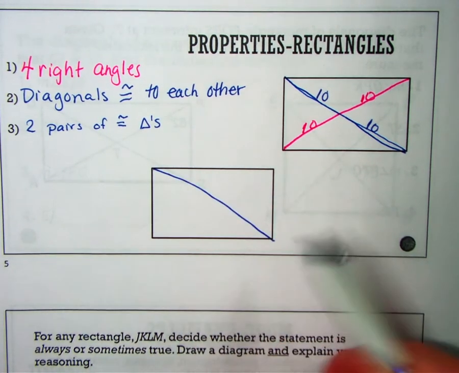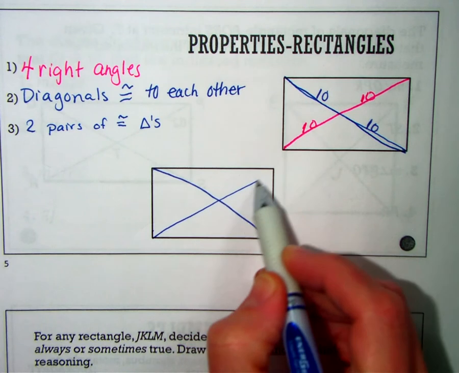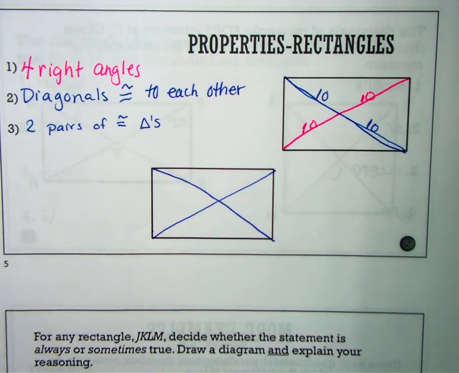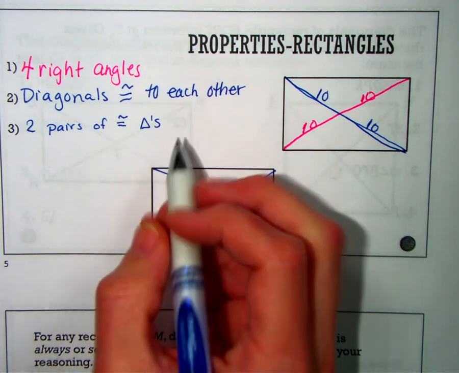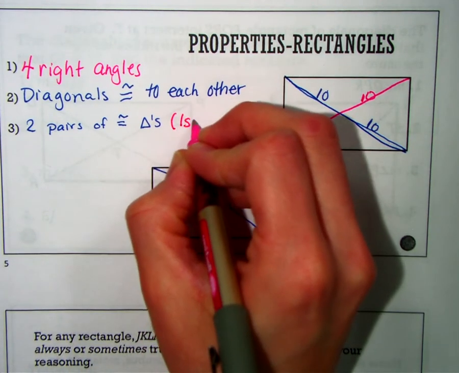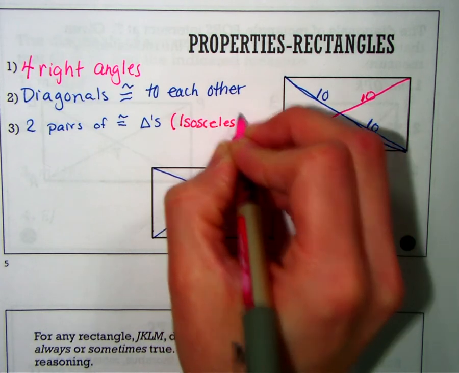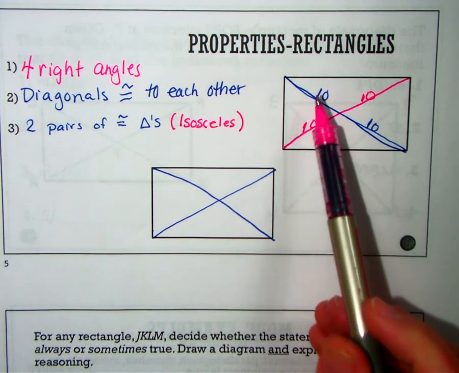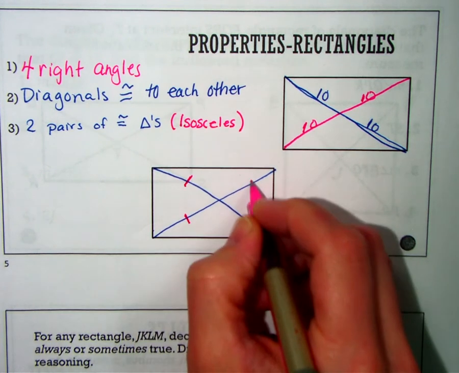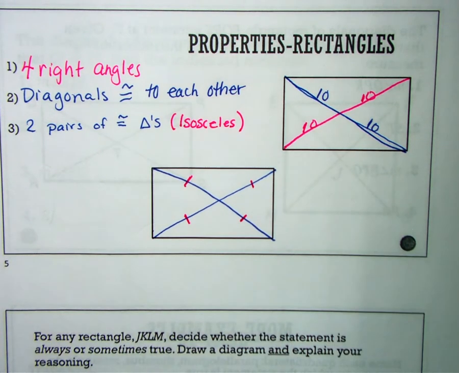So I'm going to throw numbers onto this rectangle real fast so you can see what's going on. We have two pairs of congruent triangles, and, spoiler alert, those triangles are isosceles, because we have 10 and 10, which means they're the same. So I'm going to mark them as isosceles. And I'm going to put a 20 degrees right here.